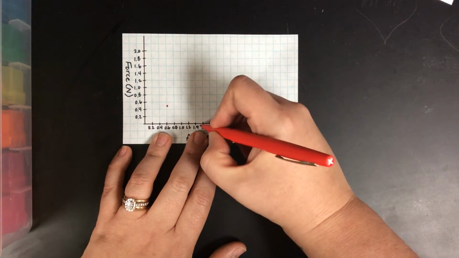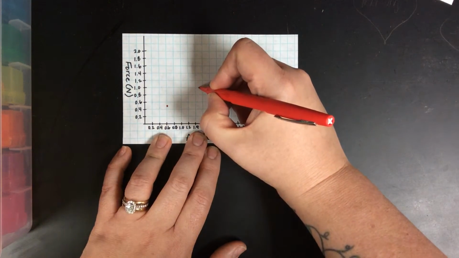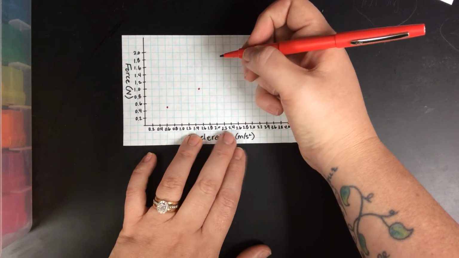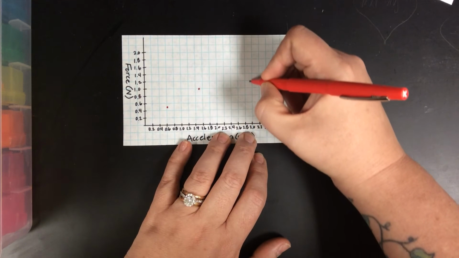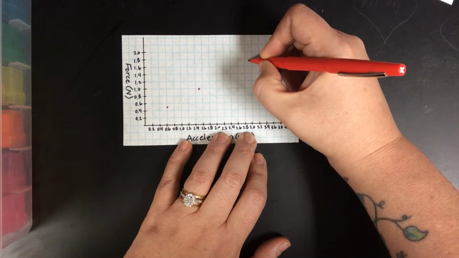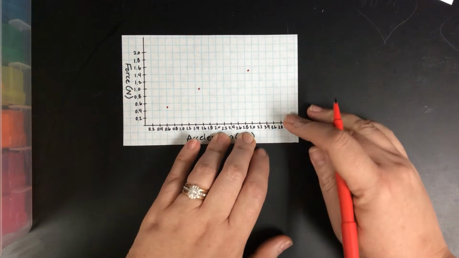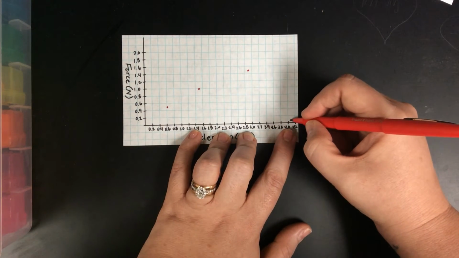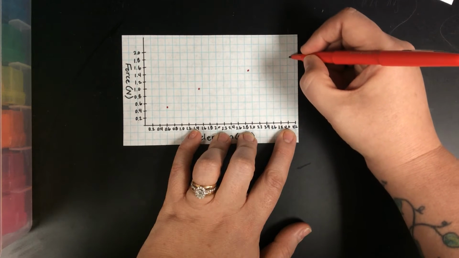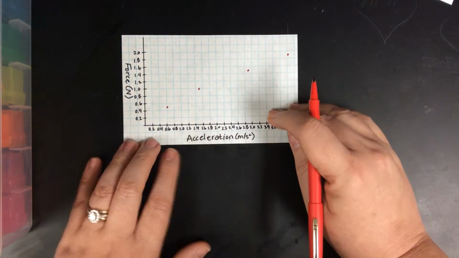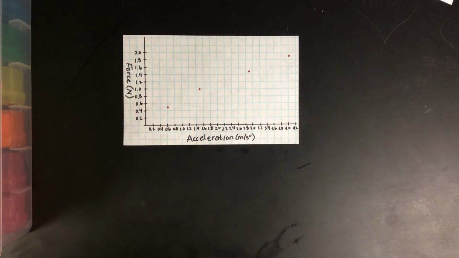For my second one is right about here. My third one is right about here, and my last one is all the way up right about here. So I've got my 4 data points plotted.